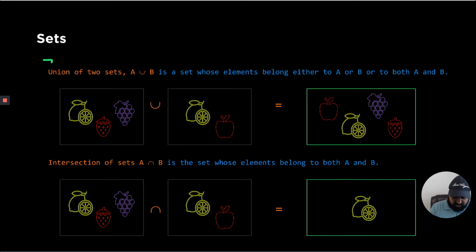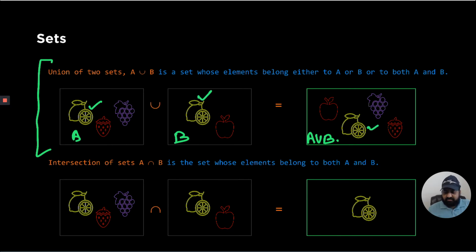When we talk about the union of two sets, the union operation is basically a set whose elements belong either to A or B or to both A and B. So what we basically do is we find out what are the elements that are in set A and set B, and we sum them up in the final set, which is A union B. Now, by the property of sets that it cannot contain duplicate elements, all the similar elements, like in this case, lemon is in both sets, so there'll be only one copy in the final set.